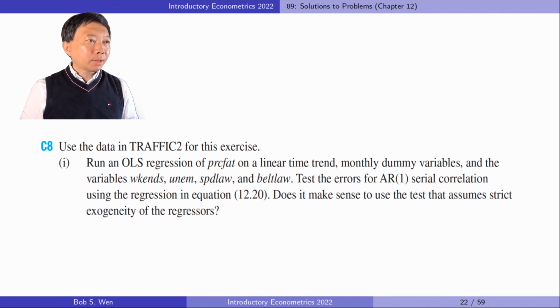Let's solve computer exercise 8. In Part 1, run an OLS regression of percentage of fatal accidents on a linear time trend, monthly dummy variables and the following variables. Test the errors for AR1 serial correlation using the regression in equation 12.20. Does it make sense to use the test that assumes strict exogeneity of the regressors?